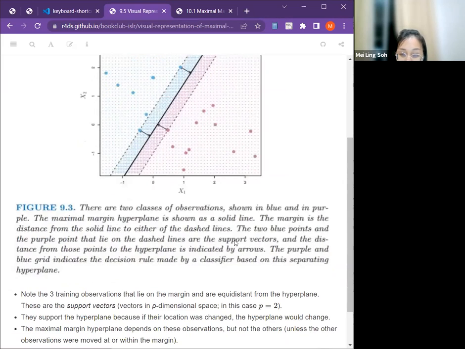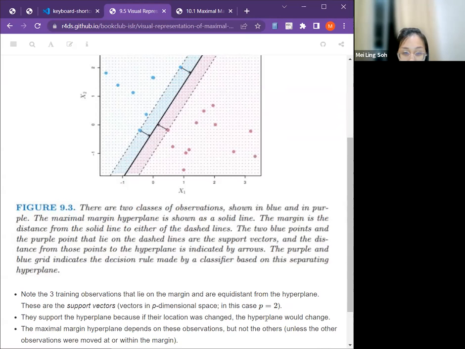So why are they called support vectors? They are called support vectors because if we change the location of these, we would have changed the hyperplane. Because the hyperplane, remember, we decide based on how we can get the largest margin. So this makes the max margin classifier very sensitive to outliers. If you have very different points, your hyperplane will have changed.